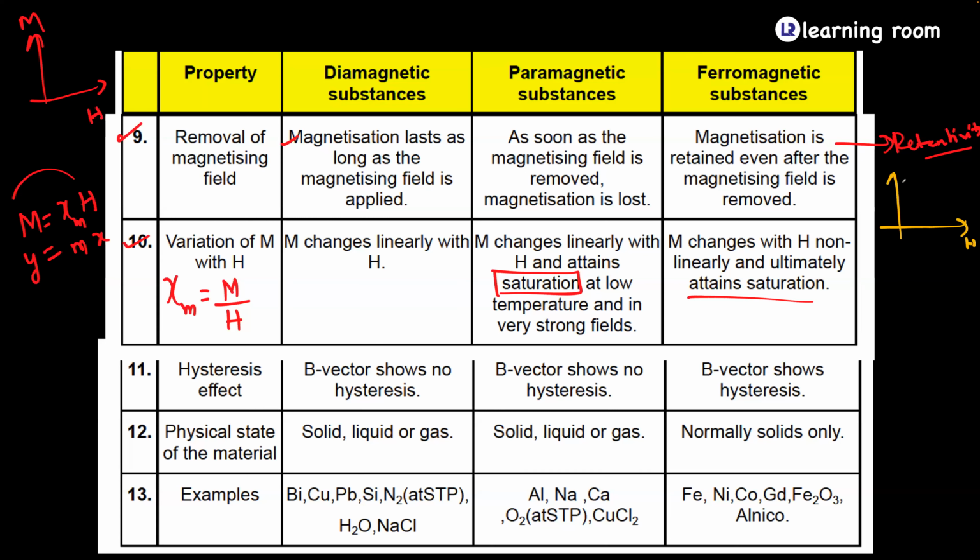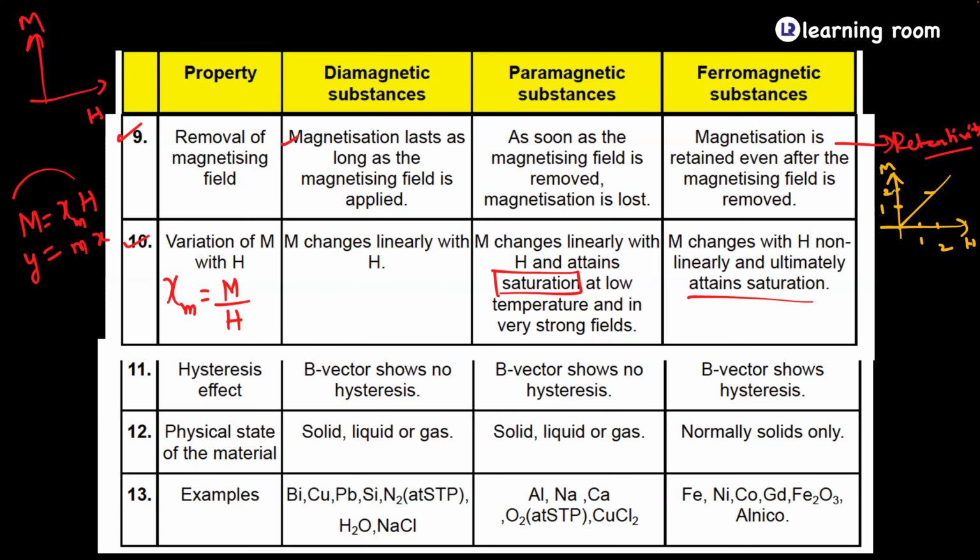If I take this to be H and this to be M, if something is varying linearly, the meaning of it is, if I give 1 unit of input magnetizing field, 1 unit of magnetization is generated. Similarly, if I increase it to 2, there will be 2. So it is in proportion. If it was 2 here, what should this value be? It should be 4. It should proportionally increase. That is the meaning of linear.